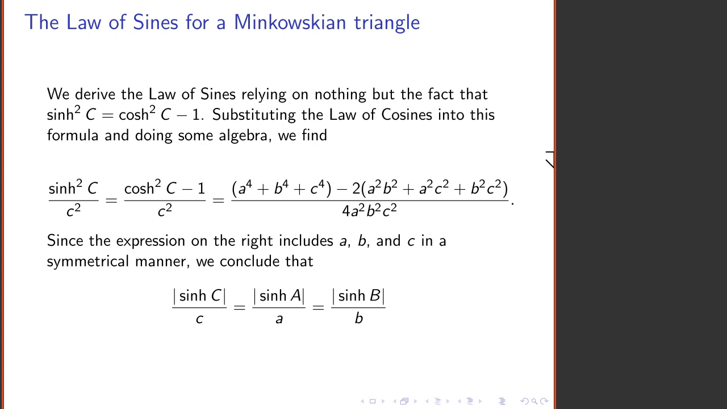Therefore, I would have got the same thing if I'd started with angle A and side little a, or with angle B and side little b, and it follows that the ratio of the absolute value of the sinh of any angle of a Minkowskian triangle divided by the length of the opposite side is the same for all three pairs of angles and sides in the triangle.